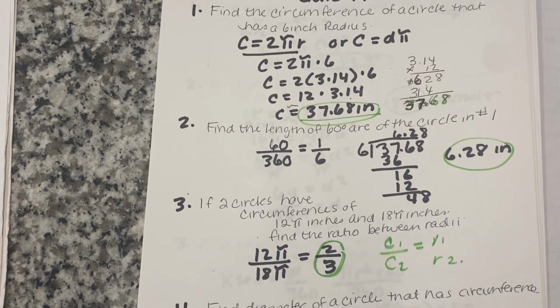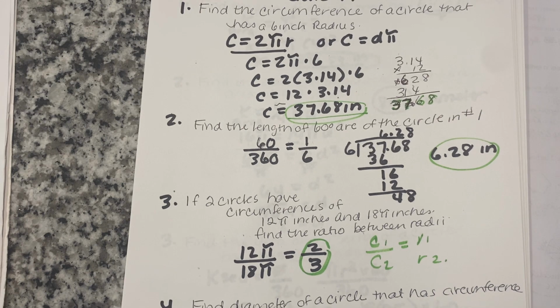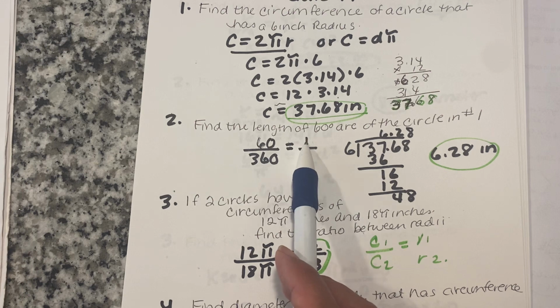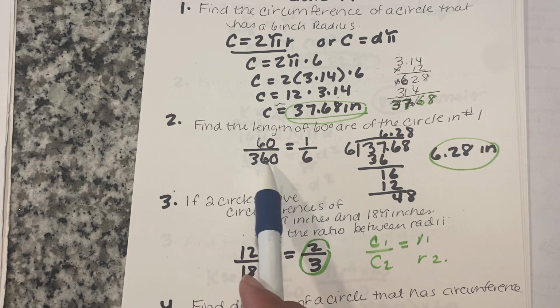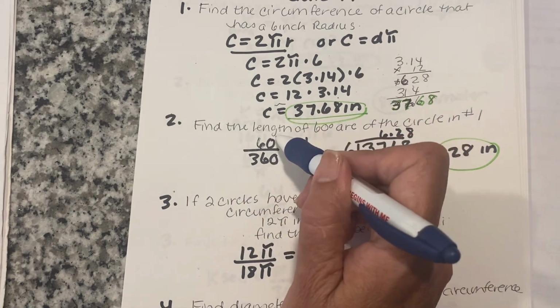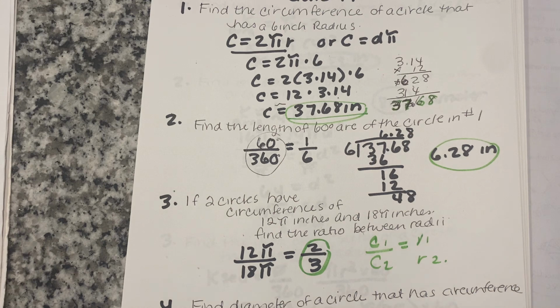Easy, right? Now number 2, find the length of a 60-degree arc of the circle in number 1. If we have a 60-degree arc, we compare that to 360, right? What's 60 divided by 360? 60 goes into 360 six times, so we can reduce this fraction to 1/6. So now this arc is going to be 1/6 of the circle.